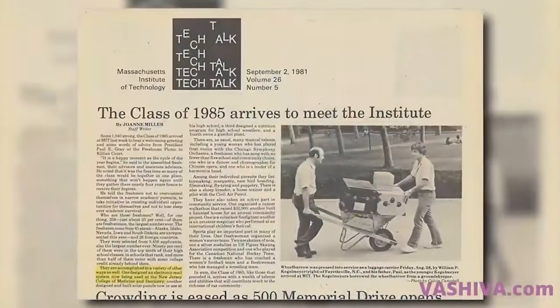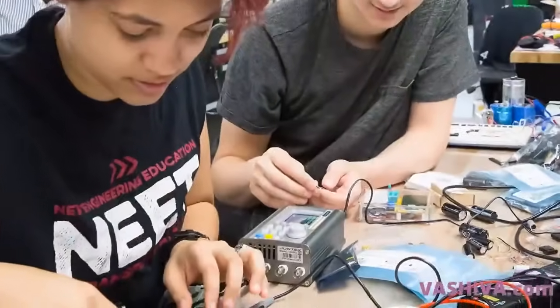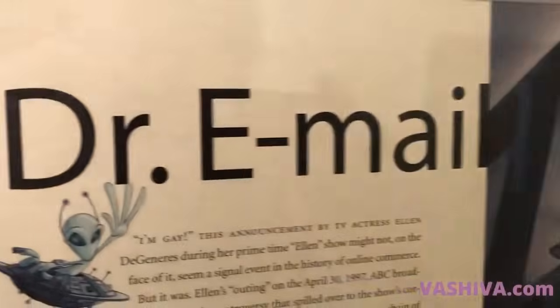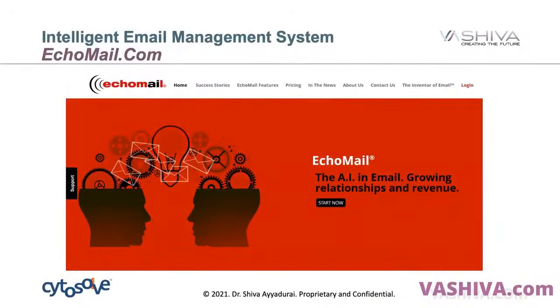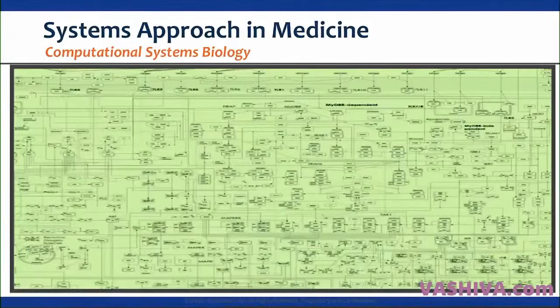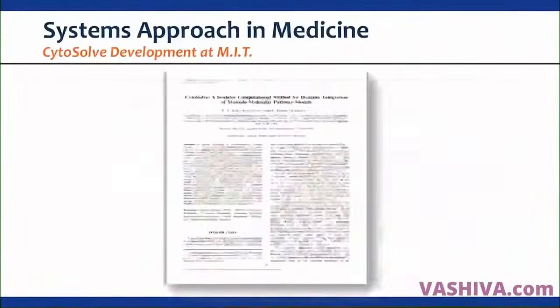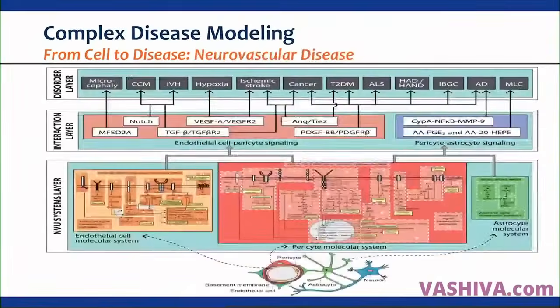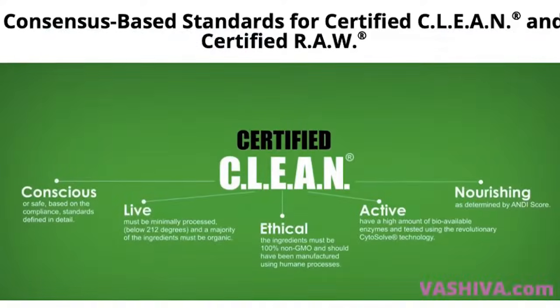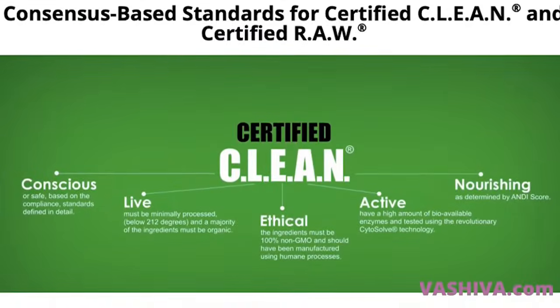I went on to MIT, where I earned 4 degrees across multiple systems of engineering: electrical, mechanical, design, biological. That training led me to invent many other systems for advancing humankind. EchoMail, the world's first intelligent email management system. Cytosolve, a computational biology system for eliminating animal testing to discover new medicines faster, cheaper, and safer. And the creation of a whole systems methodology for certifying clean food.